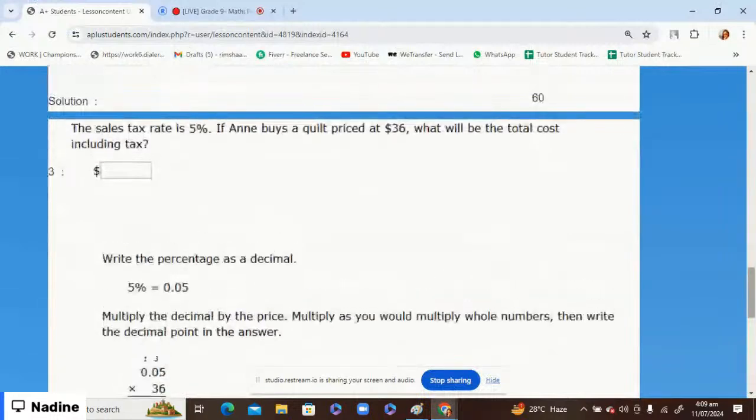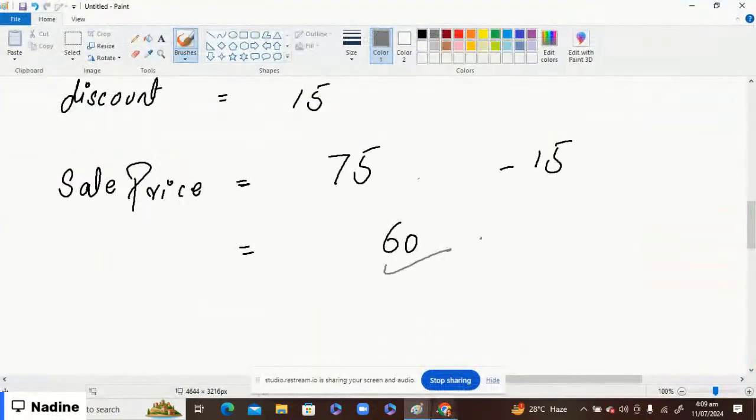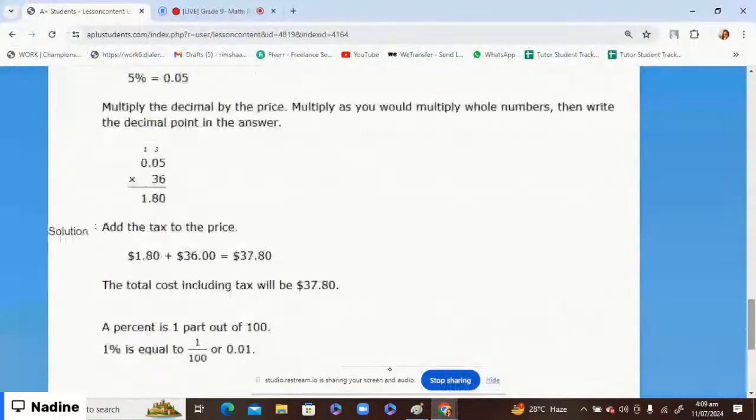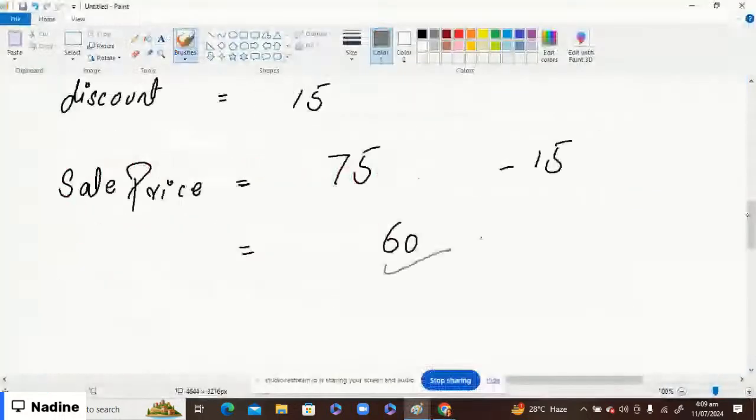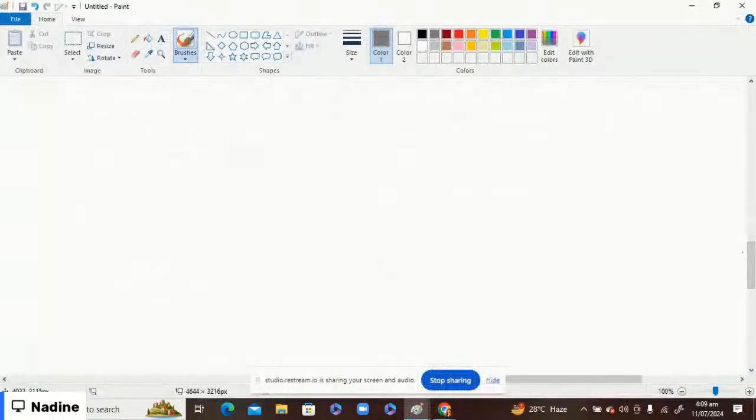Now, the sales tax rate is 5%. If someone buys an item priced at $36, what will be the total cost including tax? So first of all, this is 5% and that is 36. So here, first of all, we are going to find out how much the percent is. That is 5%. What does it mean? It means 5 divided by 100.